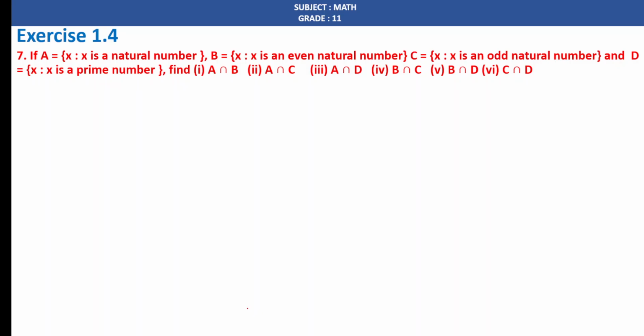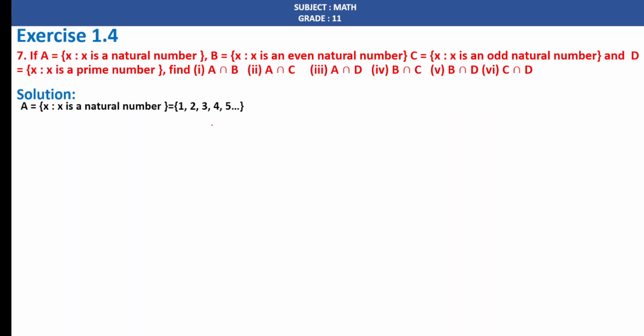Let us see question number 7. If A is equal to {x such that x is a natural number}, B is equal to {x such that x is an even natural number}, C is equal to {x such that x is an odd natural number}, and D is {x such that x is a prime number}. We need to find A intersection B, A intersection C, third one A intersection D, fourth one B intersection C, fifth one B intersection D, sixth one C intersection D.